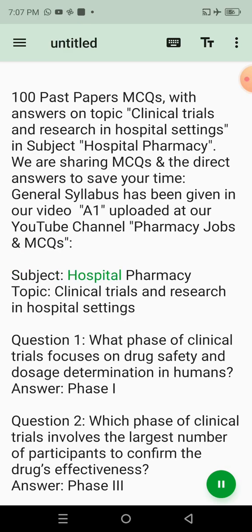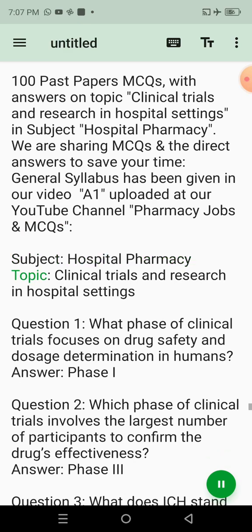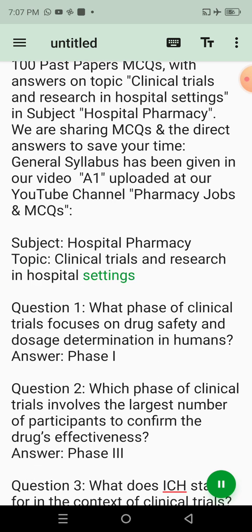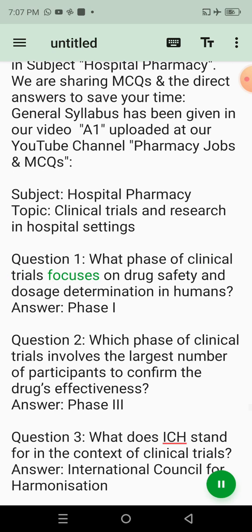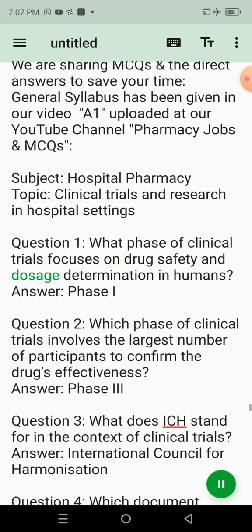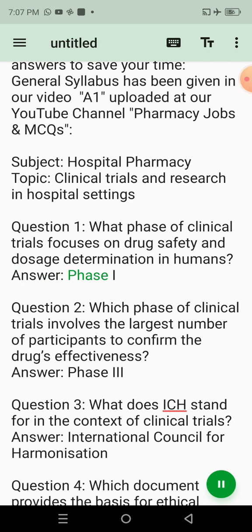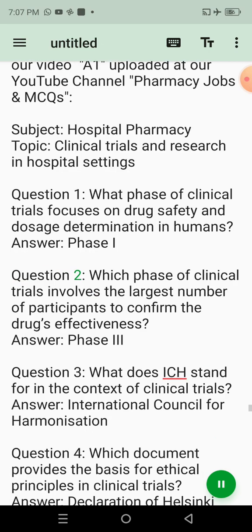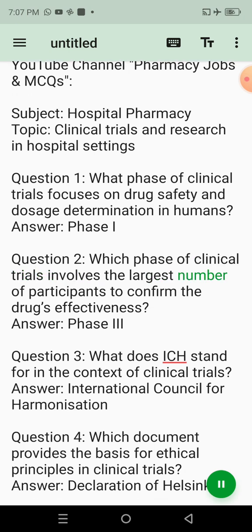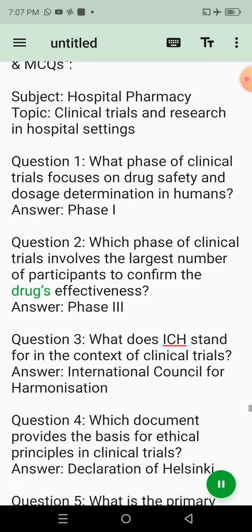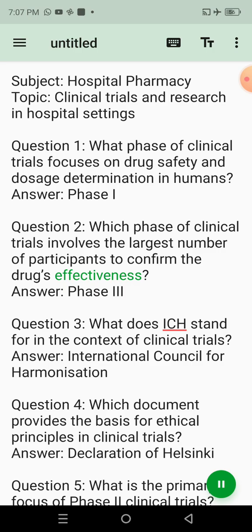Subject: Hospital Pharmacy. Topic: Clinical Trials and Research in Hospital Settings. Question 1. What phase of clinical trials focuses on drug safety and dosage determination in humans? Answer: Phase 1. Question 2. Which phase of clinical trials involves the largest number of participants to confirm the drug's effectiveness?